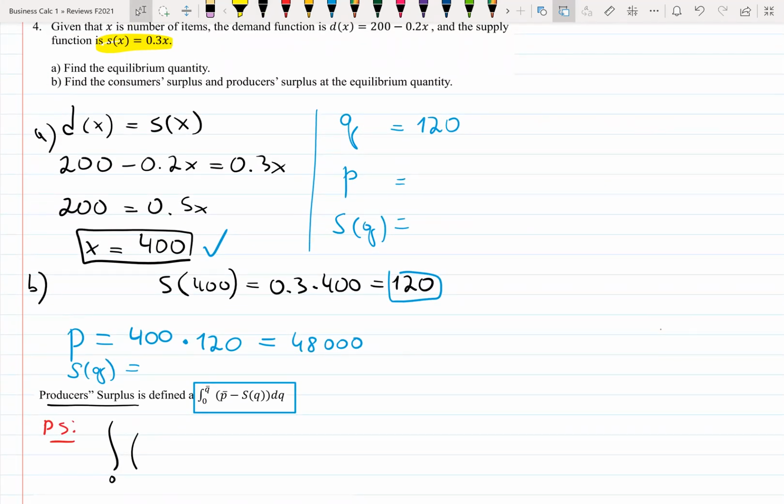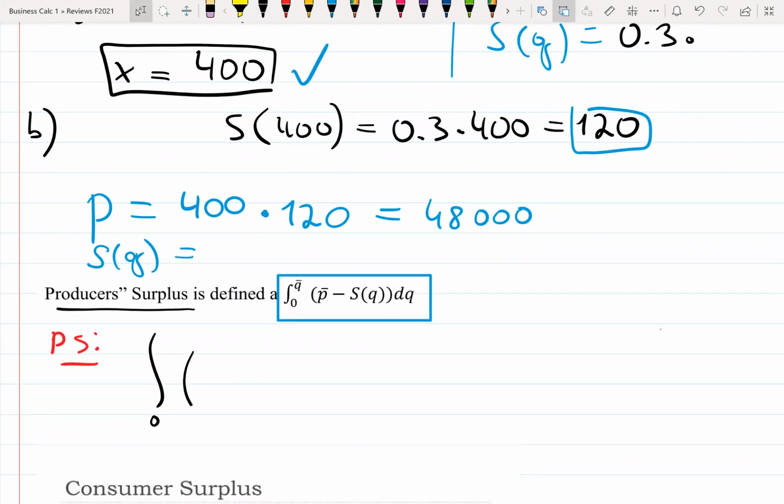So you're telling me S of Q, right? 0.3, sorry, it was 3 times what? Well, there's 3x, but the integral of it would be. Oh yeah, let's not integrate yet. I just want to build the integral for now. So it's from 0 to Q.